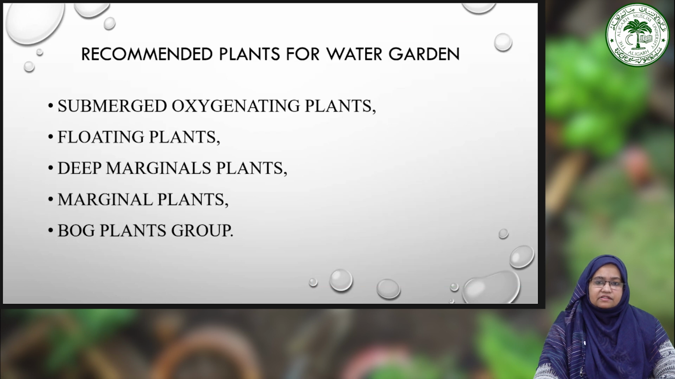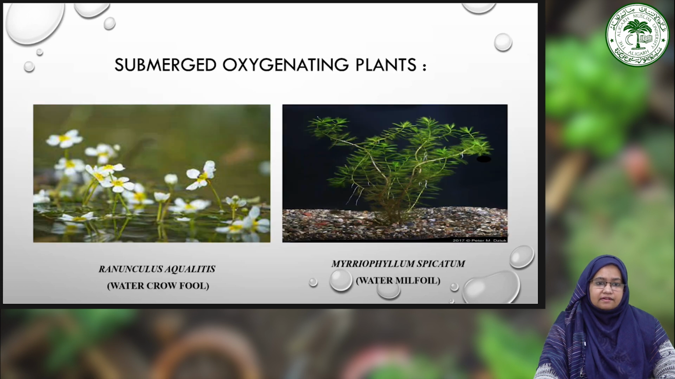The recommended plants for water gardens are categorized into different groups. These include submerged oxygenated plants, floating plants, deep marginal plants, and the last one is bog plants. The first category is submerged oxygenated plants. These plants are generally multiplied by cutting and may be put in a container for multiplication. They can be planted anywhere on the bottom of the pool of the water garden.